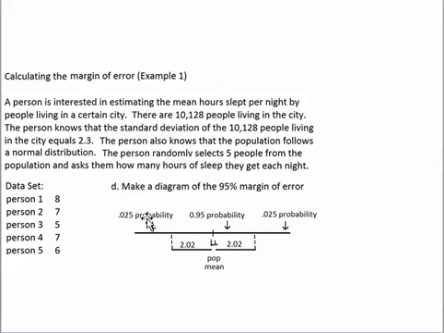We only had a 0.025 chance of getting a sample mean way out here, and only a 0.025 chance of getting a sample mean way out here. I'll tell you how I got this 0.025. I subtracted 0.95 from 1 and got 0.05, and then I divided 0.05 by 2. 0.05 divided by 2 is 0.025. And that's where these came from. So these three probabilities add up to 1.